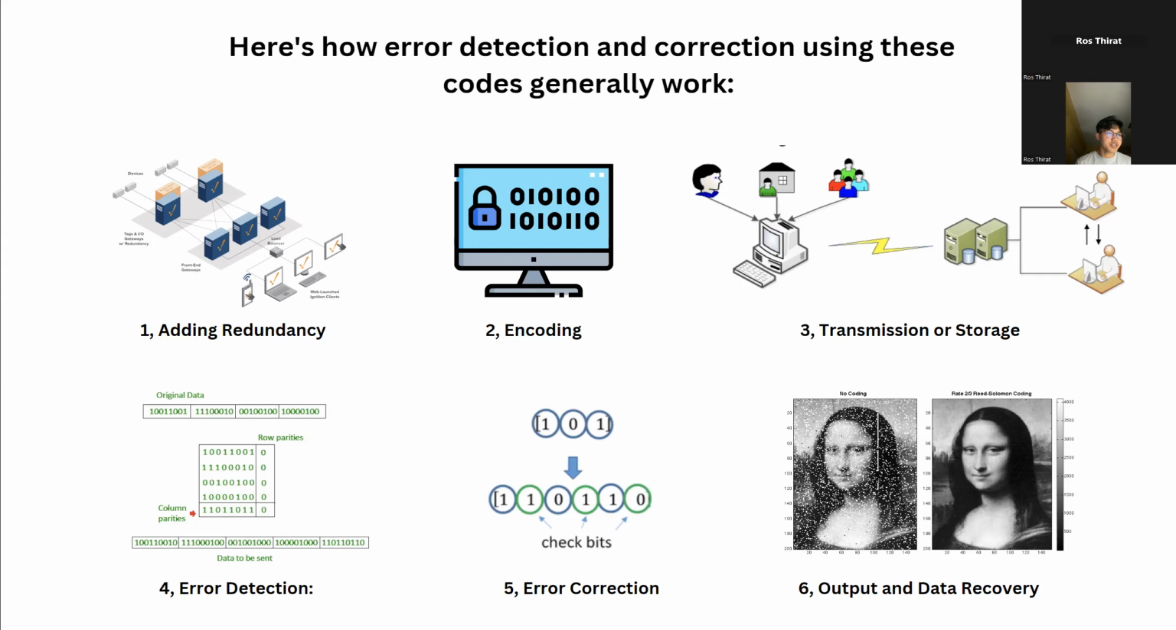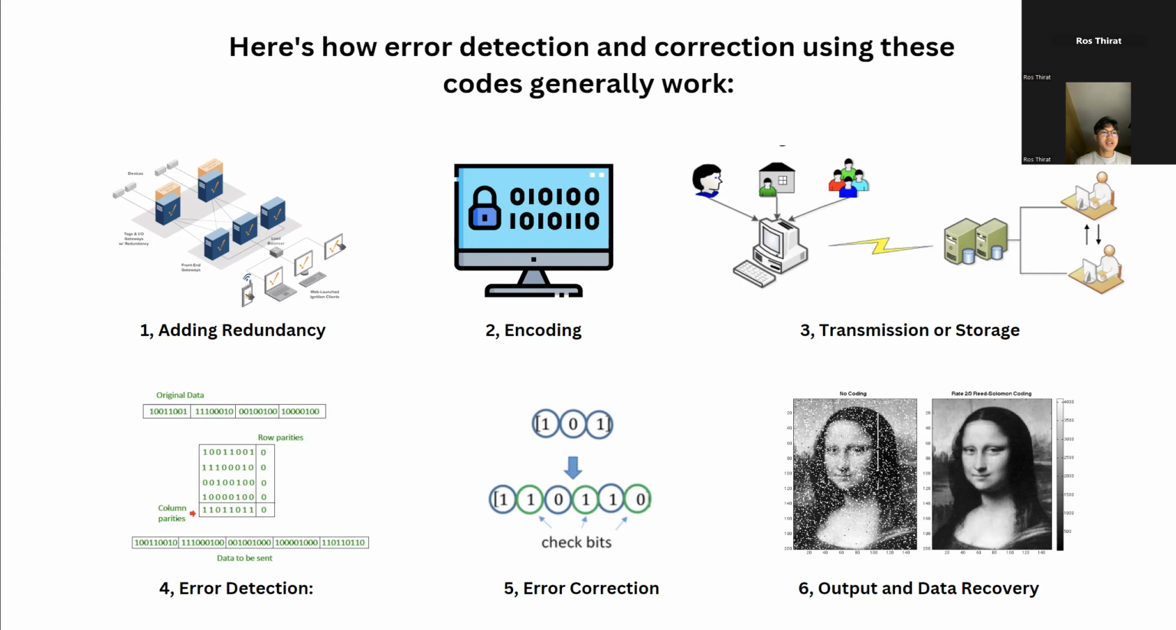And after that, error correction. Depending on the type of error correcting code used, the decoding algorithm can identify the locations and patterns of errors within the received data. For certain types of error correcting codes, such as Reed-Solomon codes or LDPC codes, the receiver can use mathematical techniques to correct the errors. It calculates the most likely correct value for the erroneous bits based on the redundancy information.